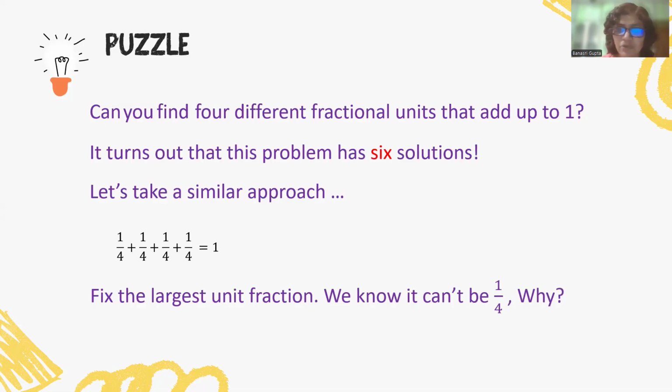We know it can't be 1/4. Why? Because if the largest one is 1/4, then all of them have to be 1/4 only. If we replace any of the 1/4 with a smaller fractional unit, then how can the total sum be greater than or equal to 1? It will be less than 1, right? So the largest one cannot be 1/4. So it can be only 1/2 or 1/3. Either half or 1/3.